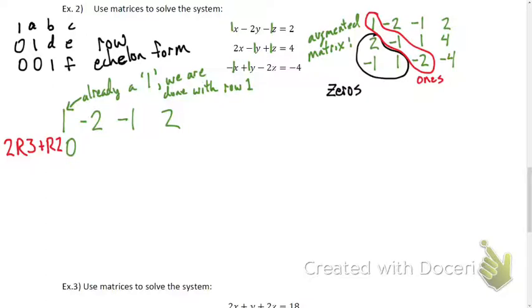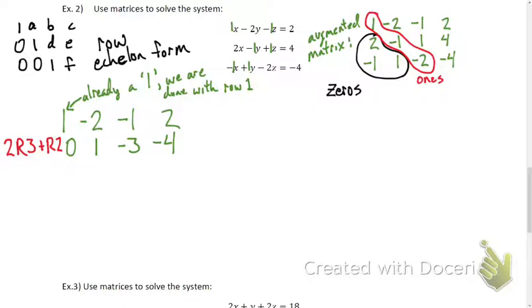2 times 1 is 2. Add it to negative 1, and we get 1. 2 times negative 2 is negative 4. Add it to 1, and we get negative 3. 2 times negative 4 is negative 8. Add it to 4, we get negative 4.